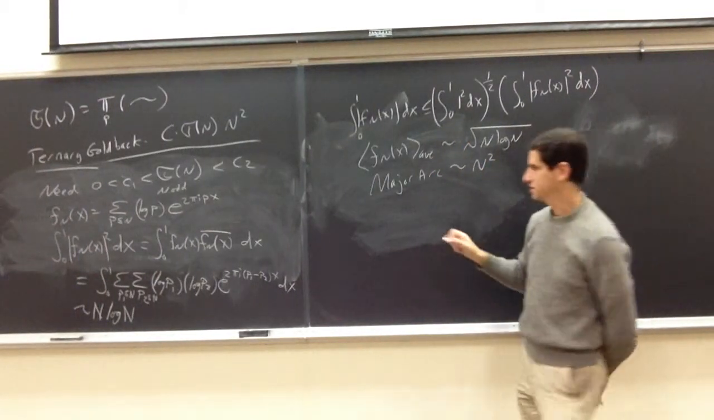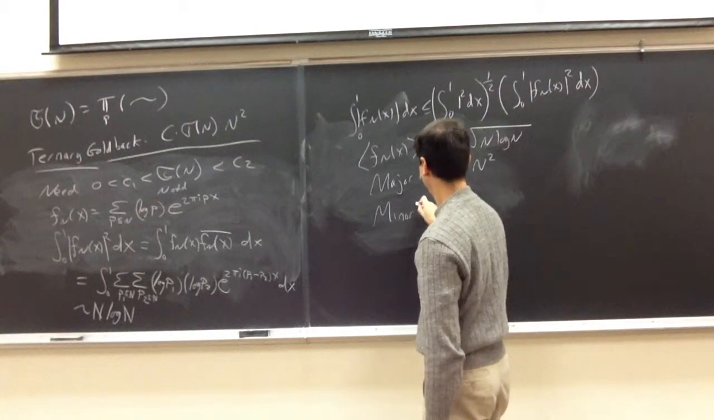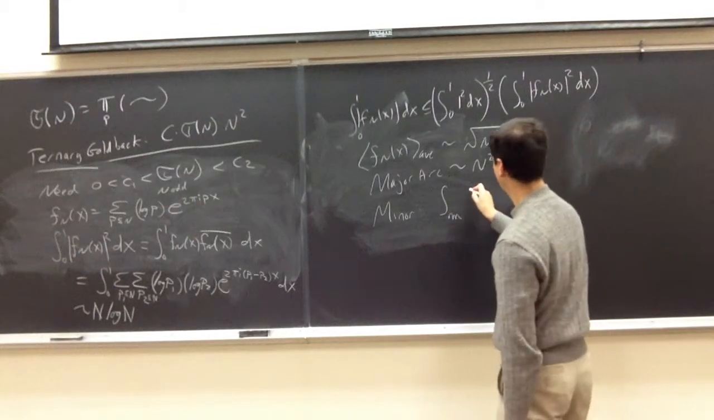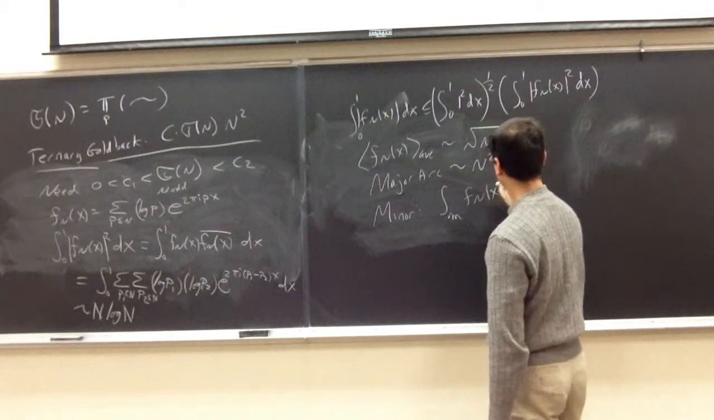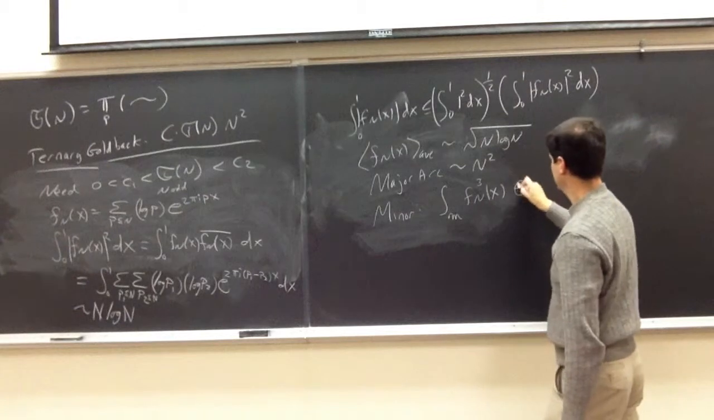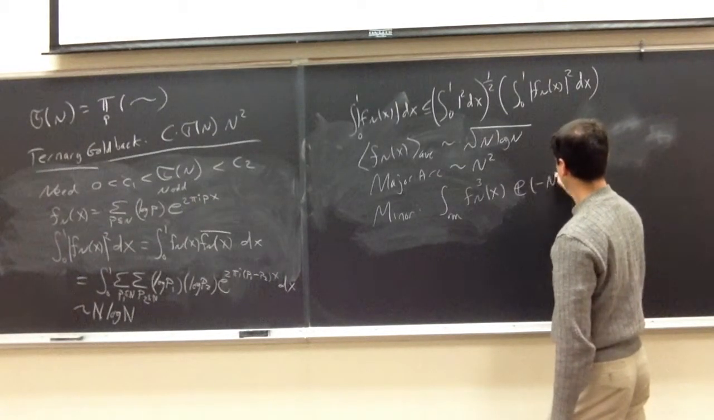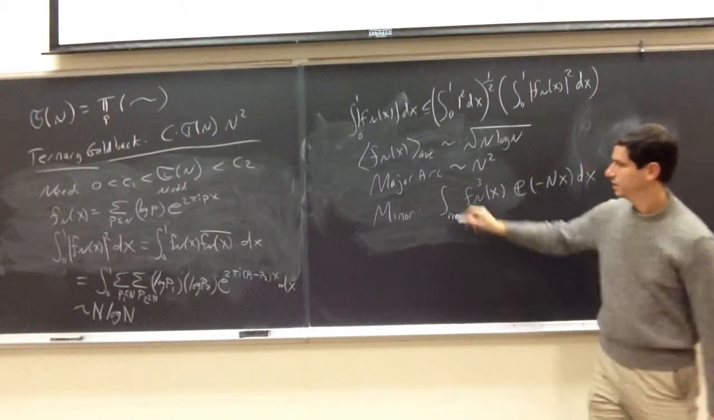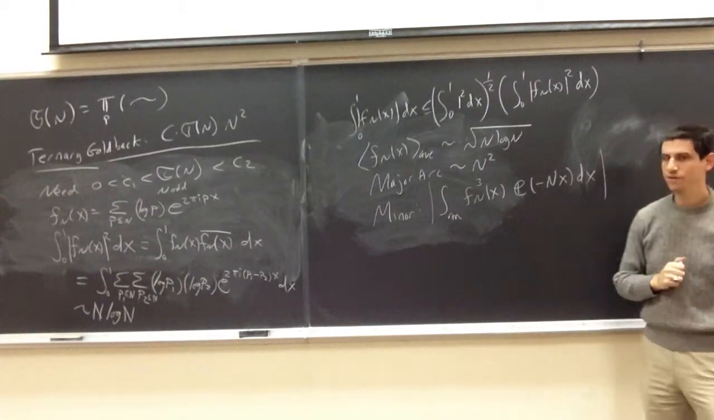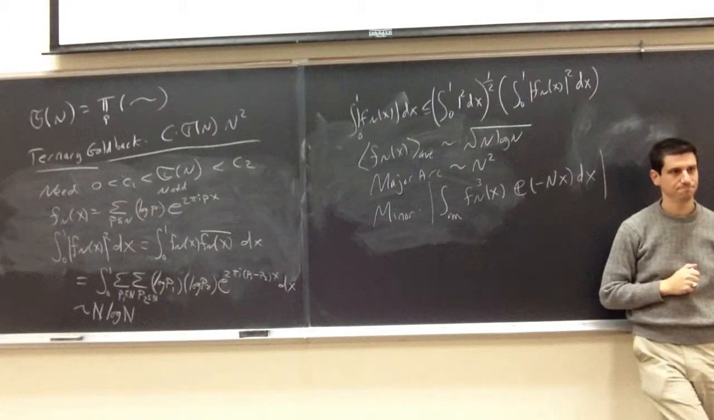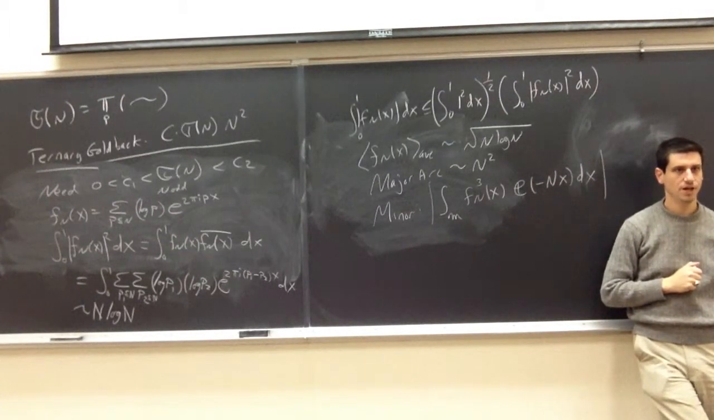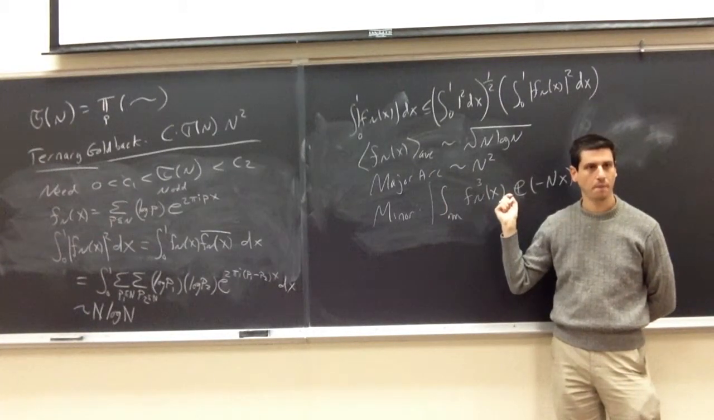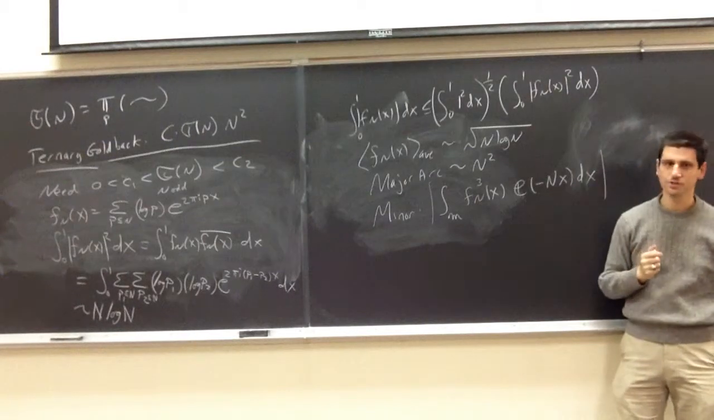Let's see what the minor arcs give. So it's the integral over the minor arc, I'll just write it like that. And then we'll have f_n of x cubed e to the negative n x dx. And we want to figure out how big this is. And the problem is the minor arcs are a very hard structured set. We have the absolute value of an integral.